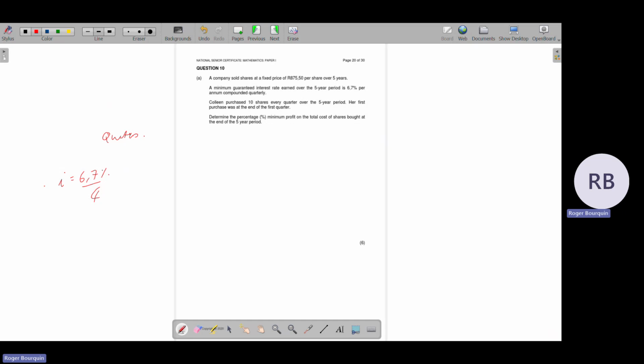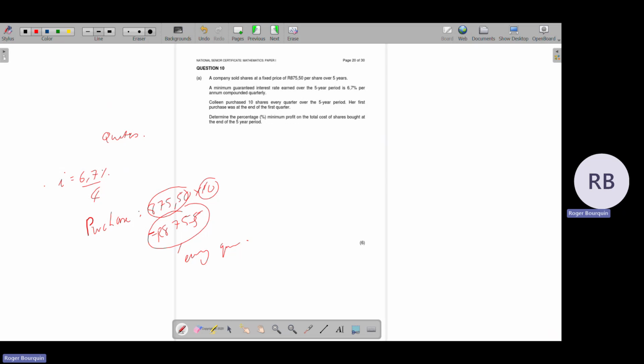Then it says she purchased 10 shares, so each purchase, every quarter. So every quarter she's going to purchase, how much was one share? R875.50 times 10, which is R8,755. Do you agree? So every quarter she's spending that amount of money, because she buys 10 shares. Each share costs that. That times 10 is R8,755.